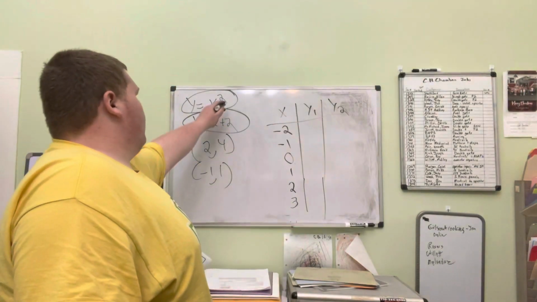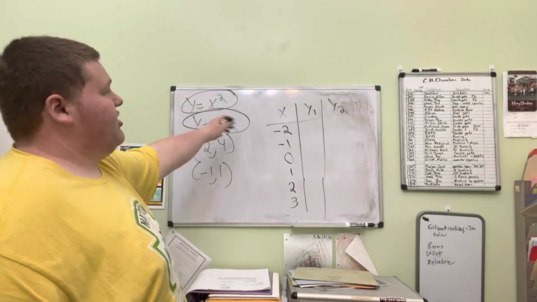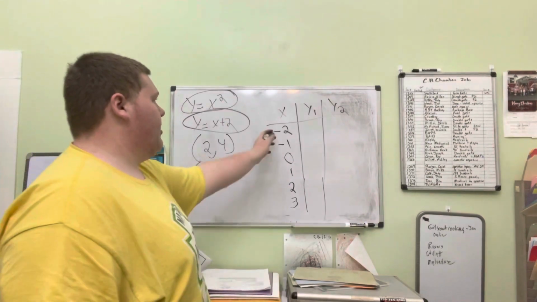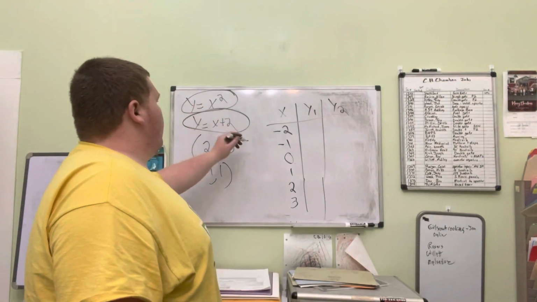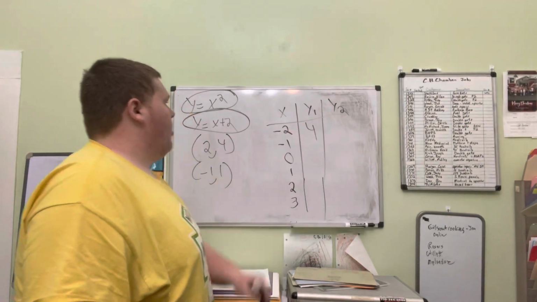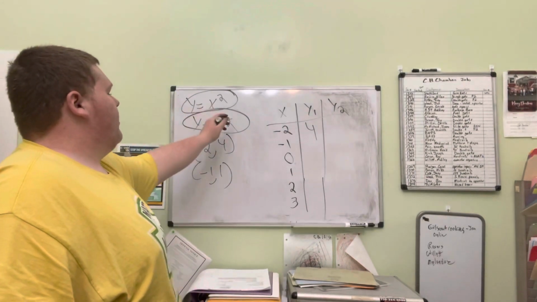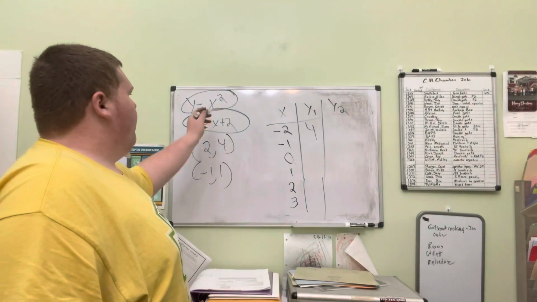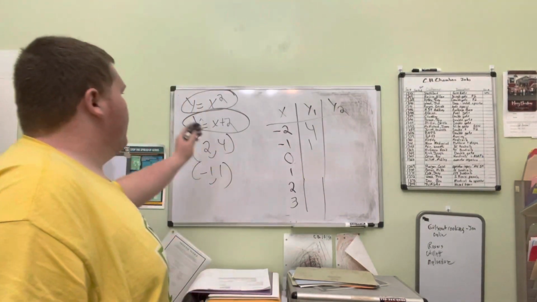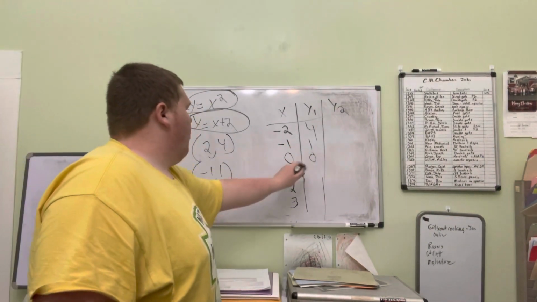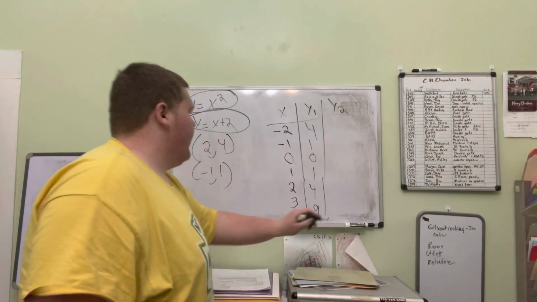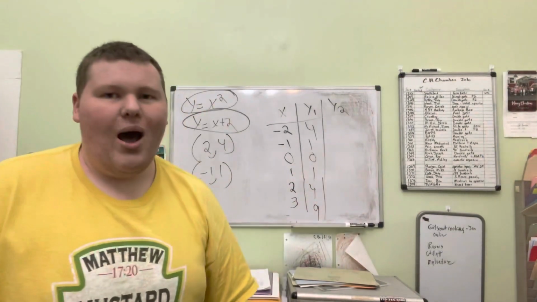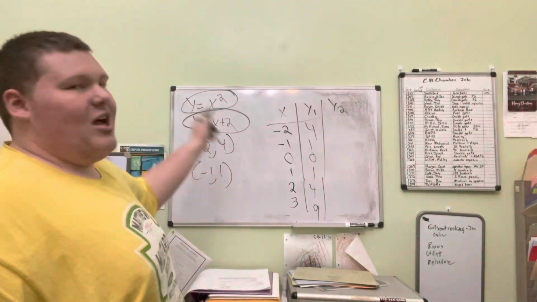Y1, remember, represents this top equation, right? So let's plug in negative 2 and see what Y1 becomes. Negative 2 squared equals 4, right? You put the negative 2 there, and you square it, that equals 4. Negative 1 squared equals 1. 0 squared equals 0. 1 squared equals 1. 2 squared equals 4. 3 squared equals 9. So those are all of our y outputs for the top equation.